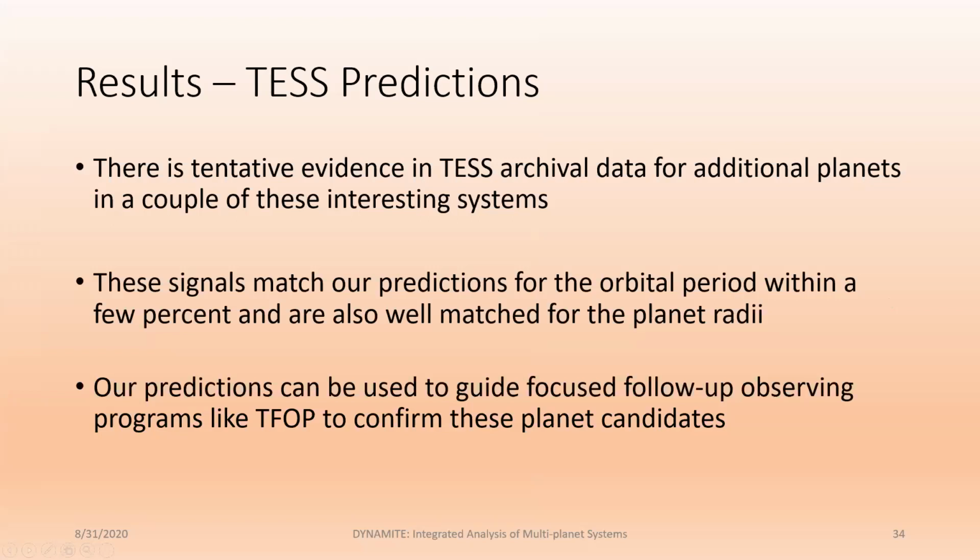There is tentative evidence for a couple of these TESS systems for additional planets in the TESS archival data. The signals for these orbital periods match our predictions within a few percent. The predicted planets would very likely transit based on our inclination estimates, which matches the fact that we can see transit evidence in the TESS data. And the planet radii are also well matched via the transit depth.